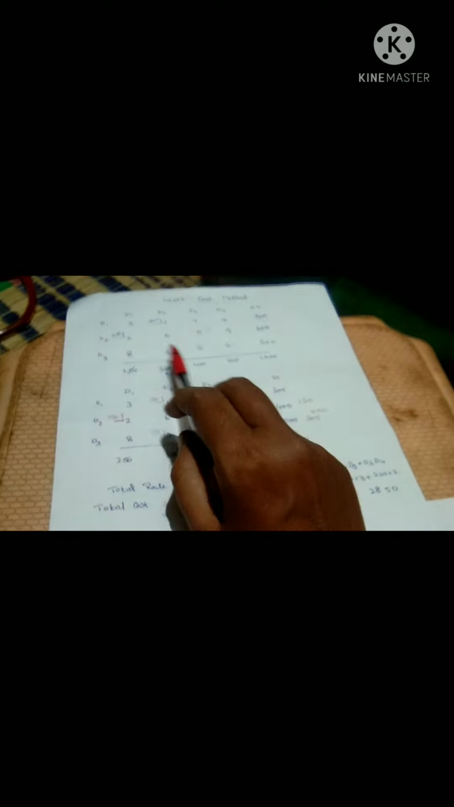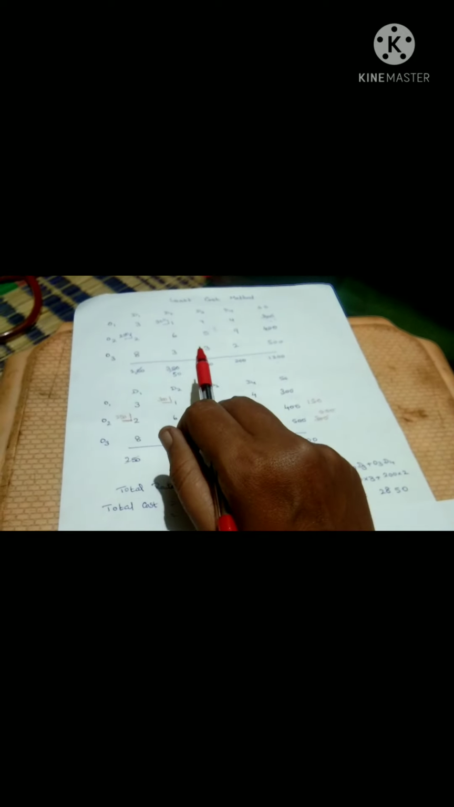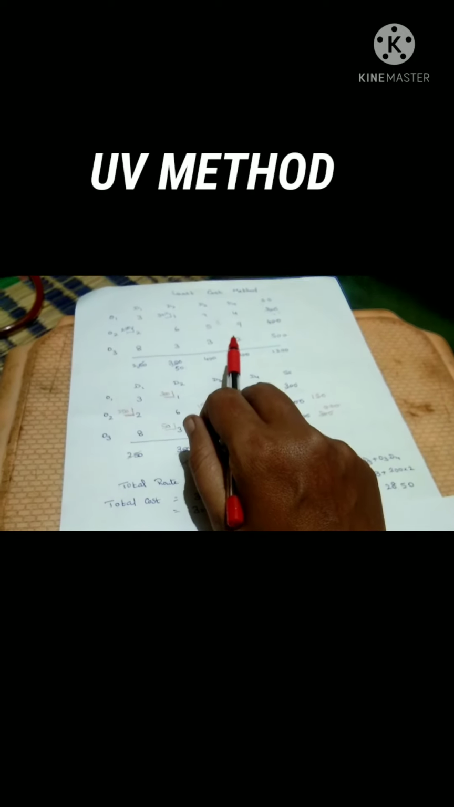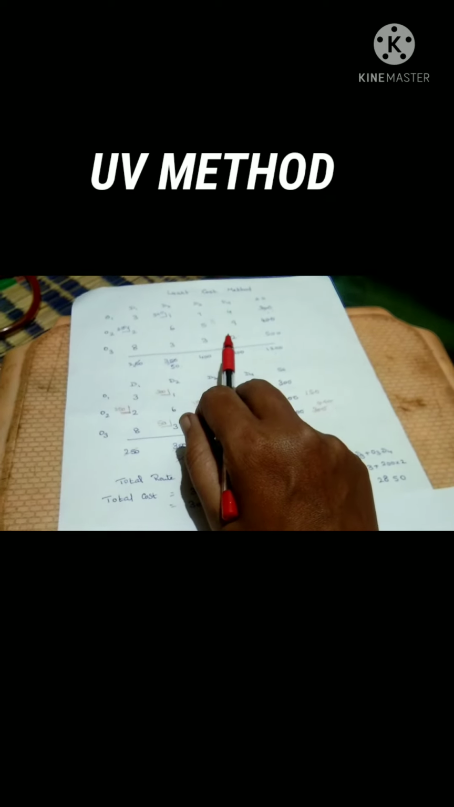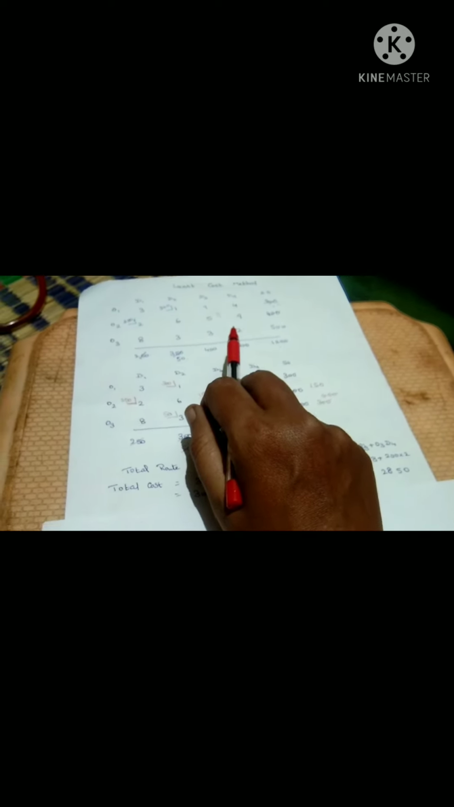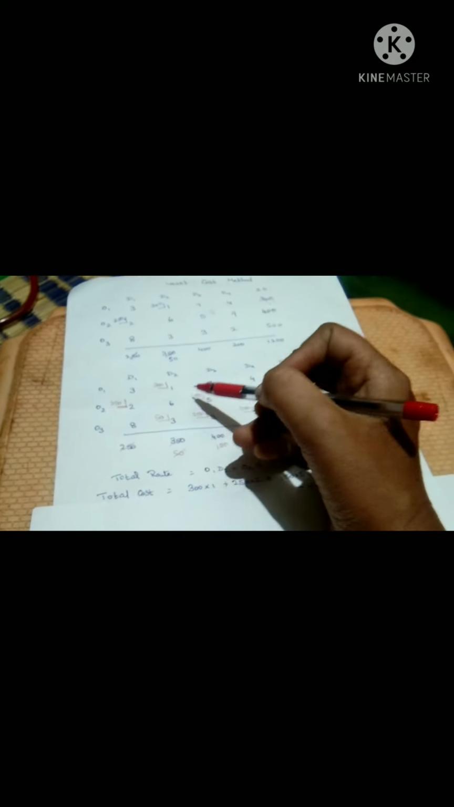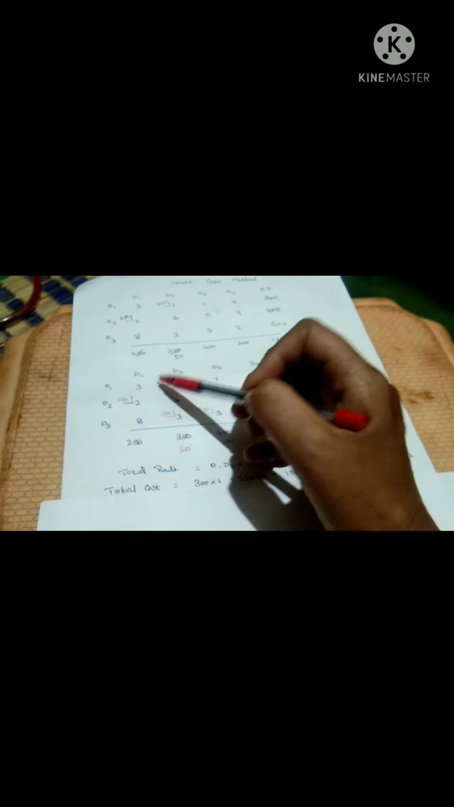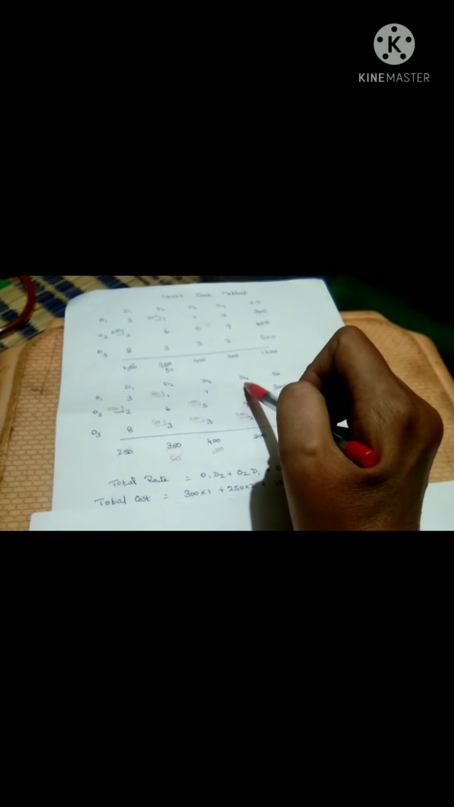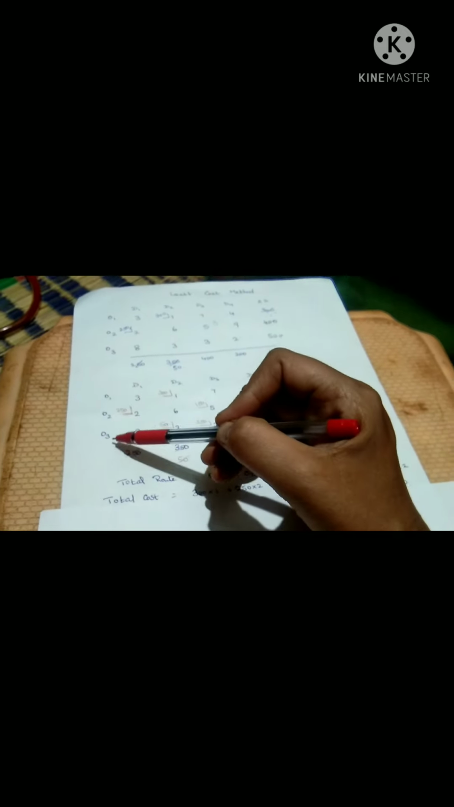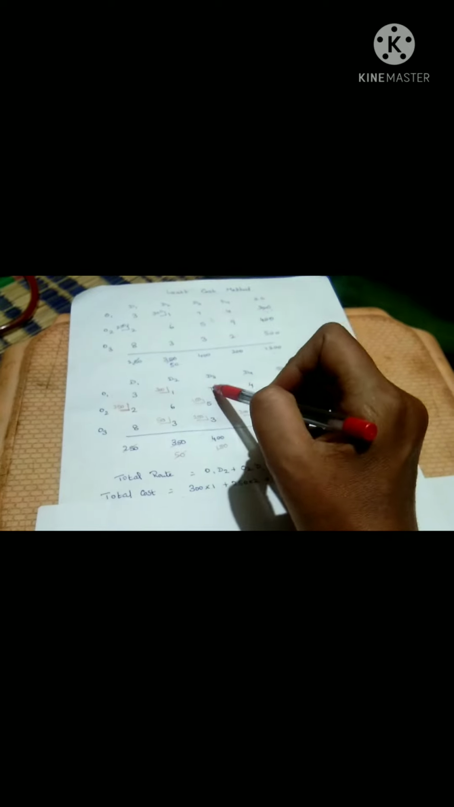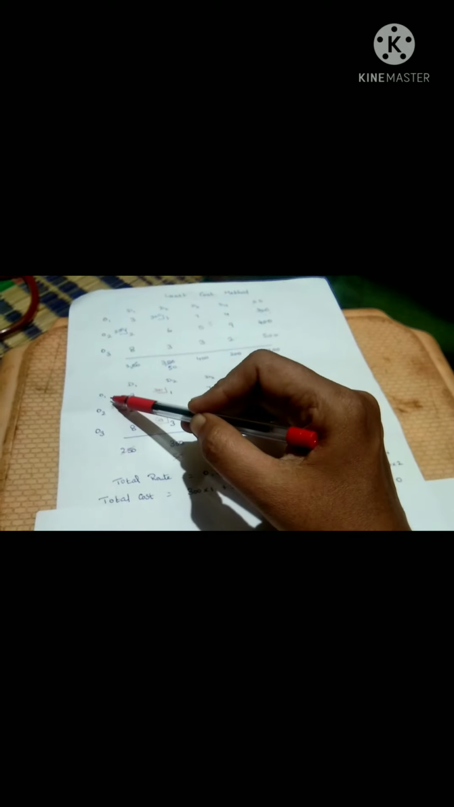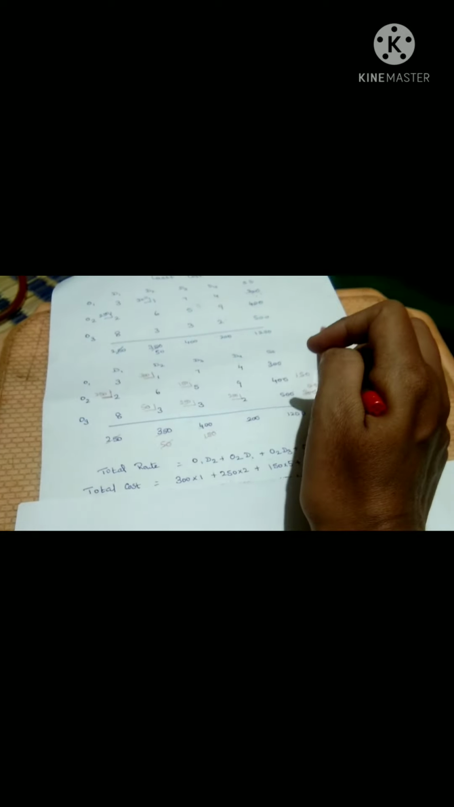After finding the initial feasible solution, we have to move on to the UV method. The UV method is also called the MODI method. For applying the UV method, the same initial table has to be used. Here, instead of O1, O2, O3 and D1, D2, D3, D4, I am going to use U1, U2, U3 and V1, V2, V3, V4. As the name itself says, it is a UV method.